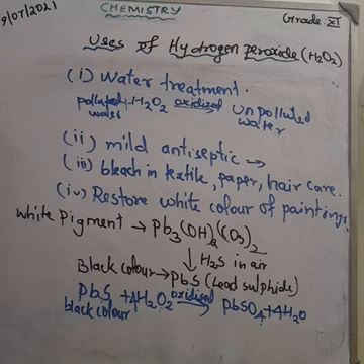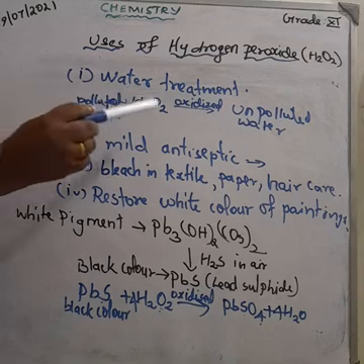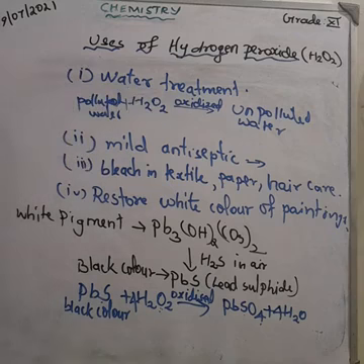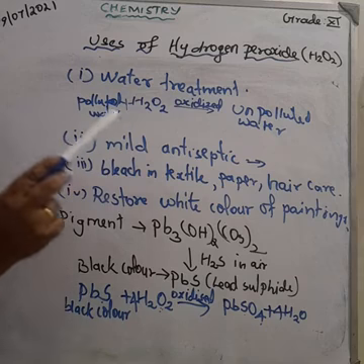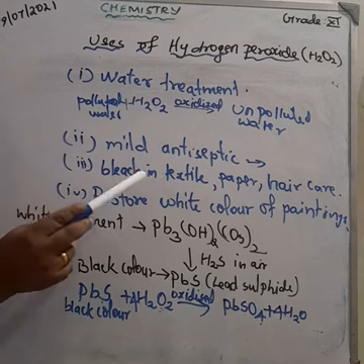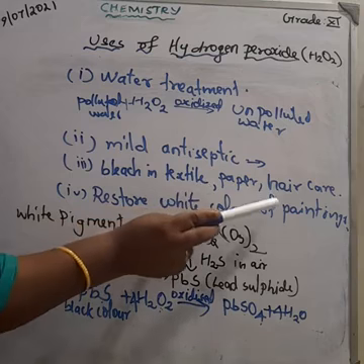First use: hydrogen peroxide is used in water treatment to oxidize the pollutants. Second use: it is used as a mild antiseptic. Third use: it is used as a bleach in the textile, paper and hair care industry.